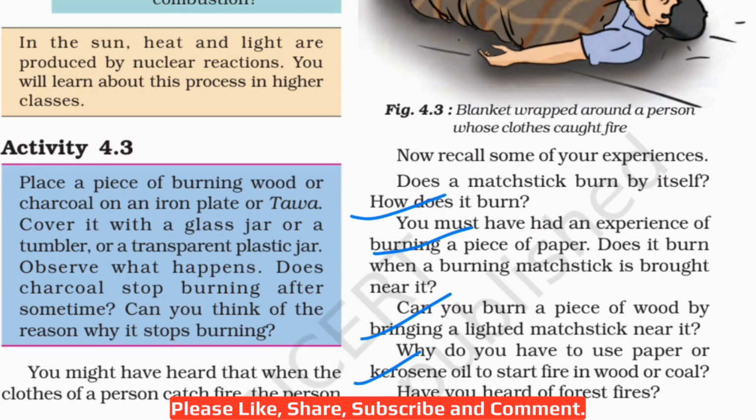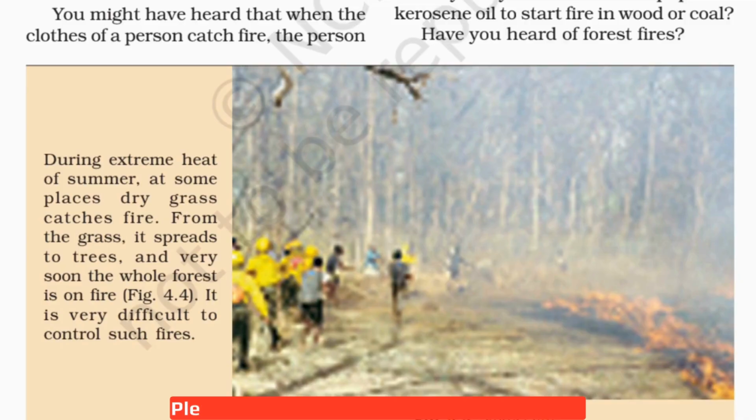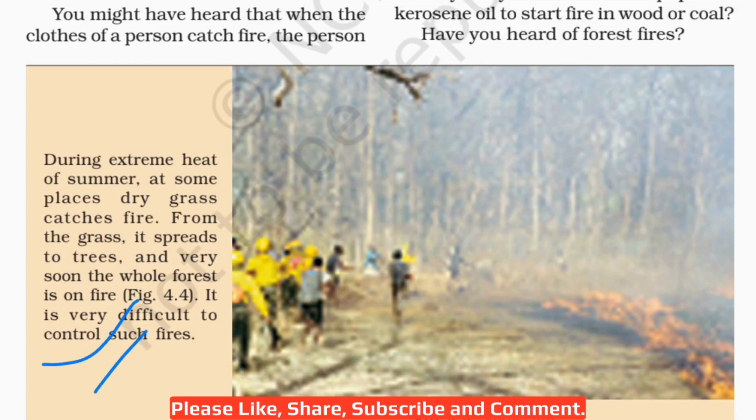Now have you heard of forest fires? Now see this paragraph. During extreme heat or summer, at some places dry grass catches fire. From the grass it spreads to trees, and very soon the whole forest is on fire. It is very difficult to control such fires, okay. So you can learn this box, just learn it, this is important.